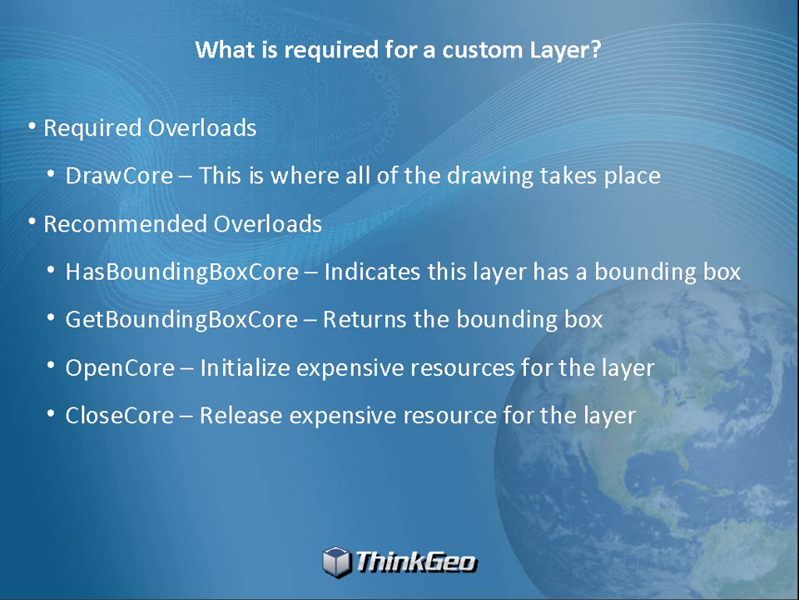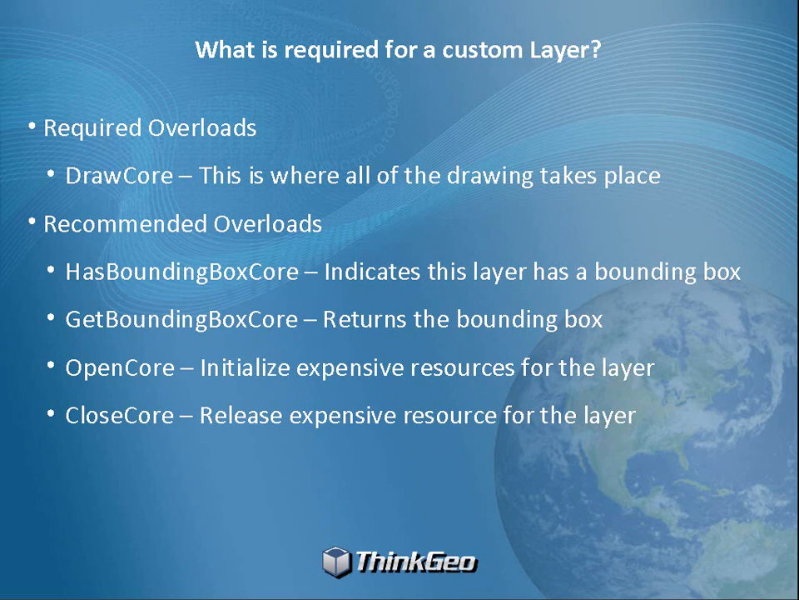The other two are kind of related as well, and they're OpenCore and CloseCore. OpenCore is to initialize expensive resources for the layer that you're going to use, and CloseCore is really to release those expensive resources. This is typically used in scenarios where, let's say you might go to the database, and in OpenCore you might create these connections, and in CloseCore you might close them. The other scenario is where we want to do serialization. So before you serialize a particular object, we typically recommend you call CloseCore on it.